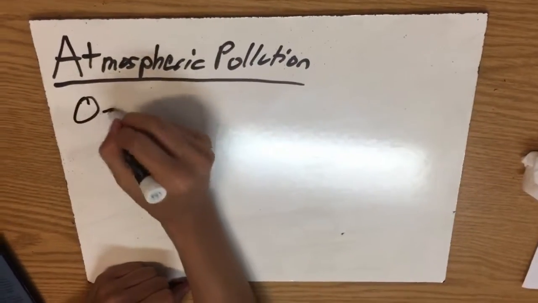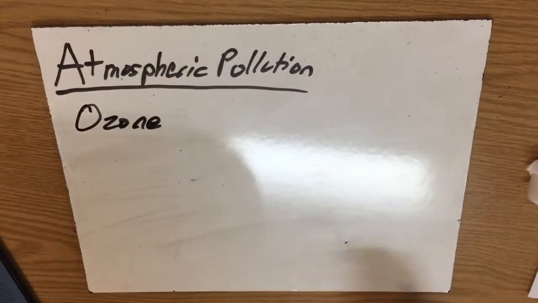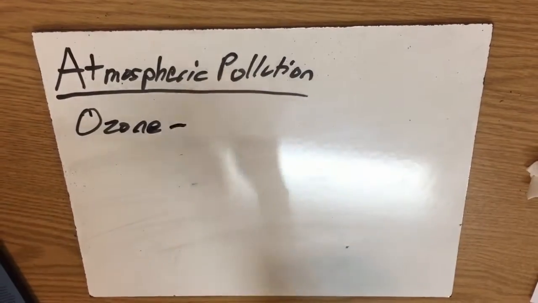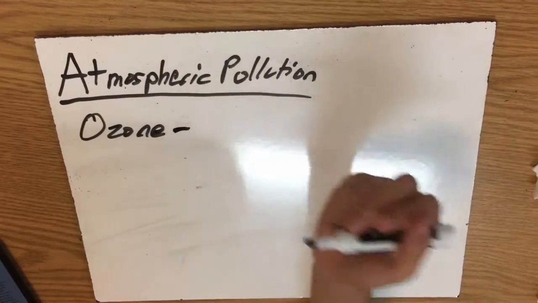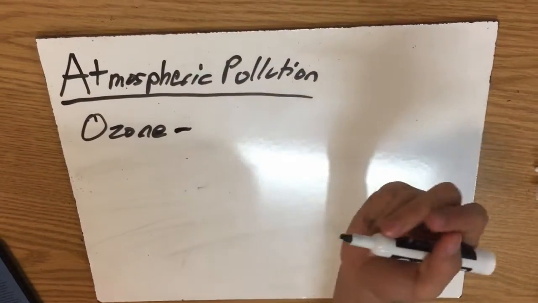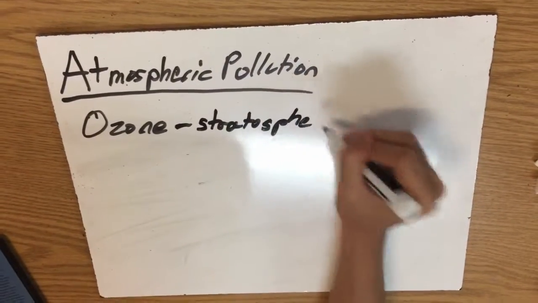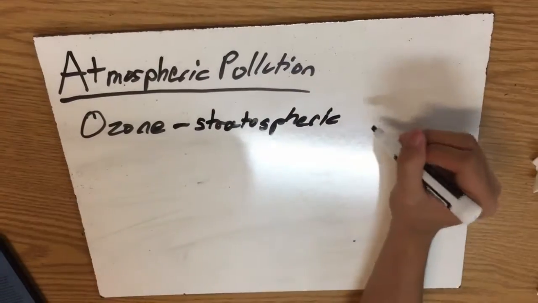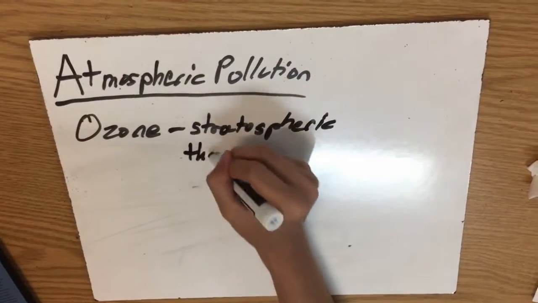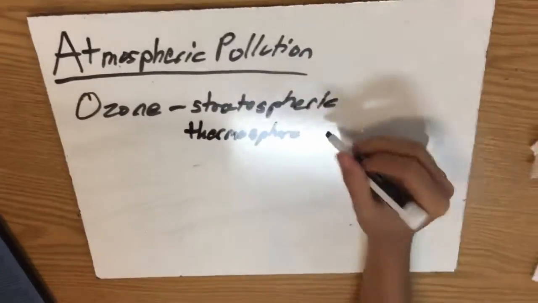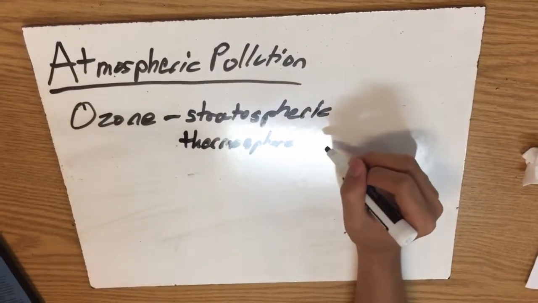Next we have ozone. This is a really high yield topic, so you should really know ozone in depth. What you should know is that there are actually 2 layers of ozone. One is in the stratosphere. This one helps protect us from harmful UV radiation from the sun. And there's also ground level ozone. And this is the one that is detrimental to human health.